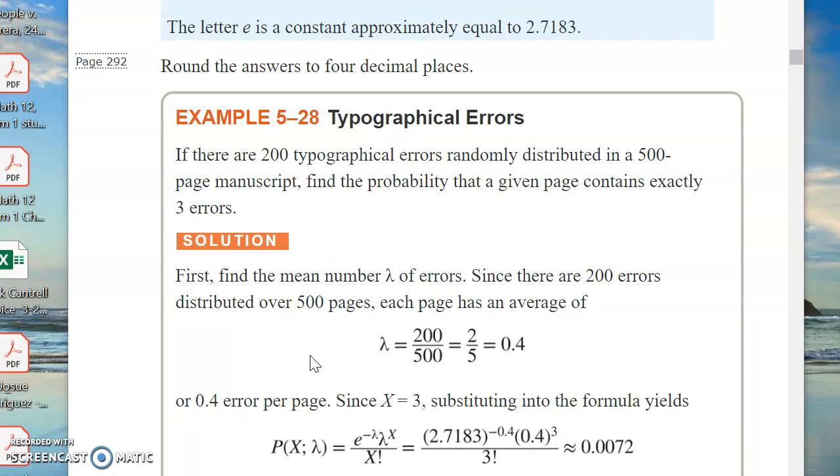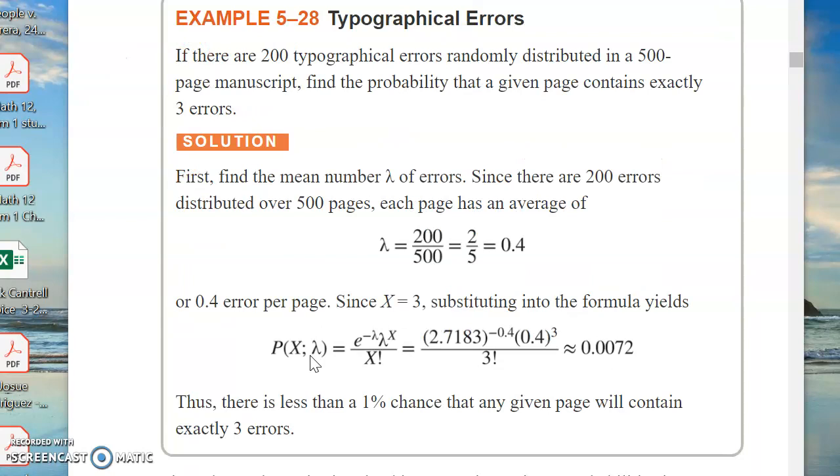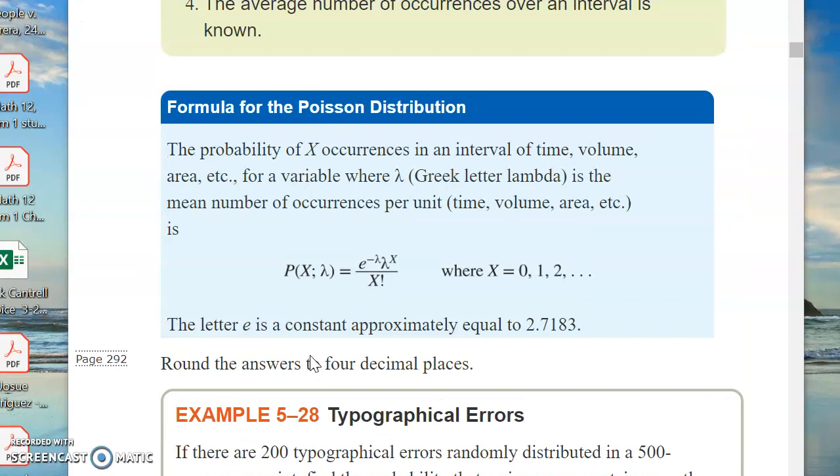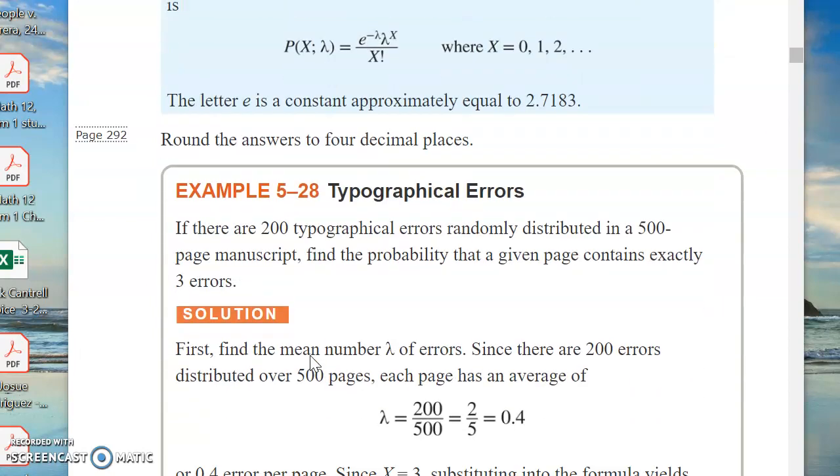Okay, so now let's talk about this problem. We have a 500-page manuscript, and we want to find the probability that on one specific page, a given page, it has exactly 3 errors. The first thing we need is the mean number lambda of errors, because there it is, there's the formula. So we need to know what lambda is. We have to calculate that.